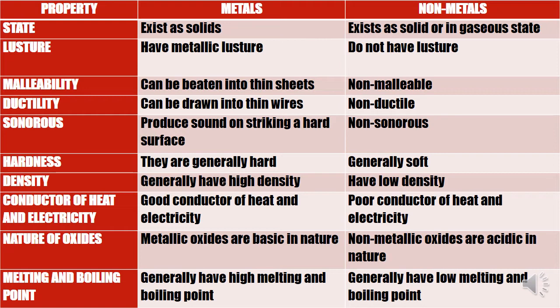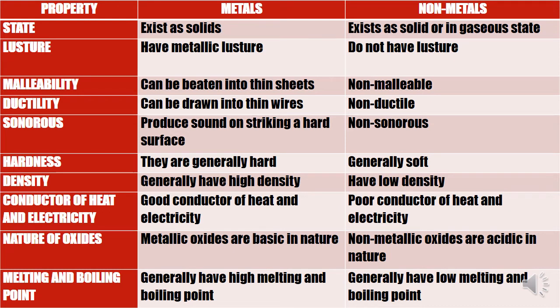Ductility is a very important property of metals. Metals can be drawn into thin wires. The electrical wires we see in our daily life are all metals, whereas non-metals are non-ductile. Sonorous, a very important property of metals. They produce sound on striking a hard surface. You hear the ringing of the bell in your school every day, whereas non-metals are non-sonorous.